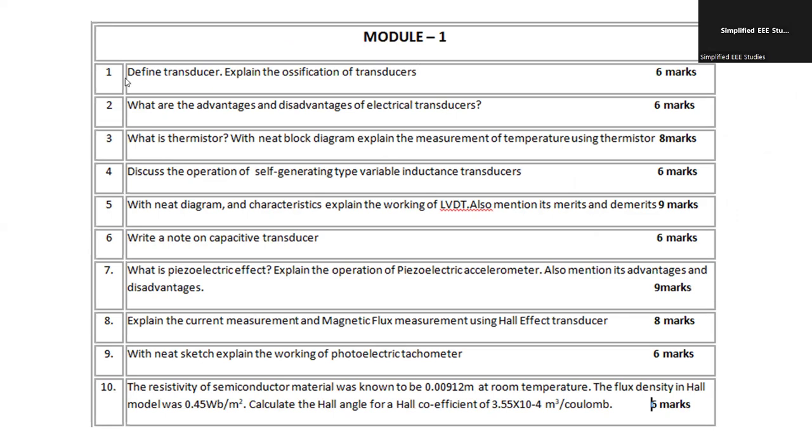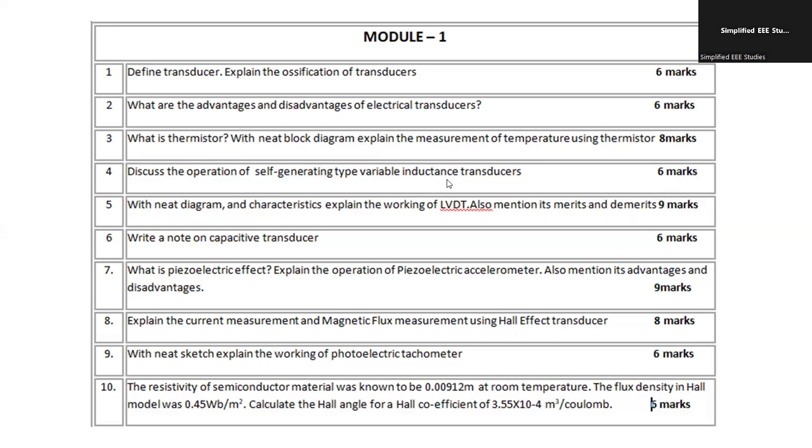Apart from that, I listed out the important questions which may be asked in the forthcoming examination. Define transducer, explain the classification, advantages and disadvantages of the transducer. What is a thermistor? There are positive coefficient of resistance and negative coefficient of resistance types, which you have to explain separately with a graph. Discuss the operation of self-generating type of variable inductance transducer.